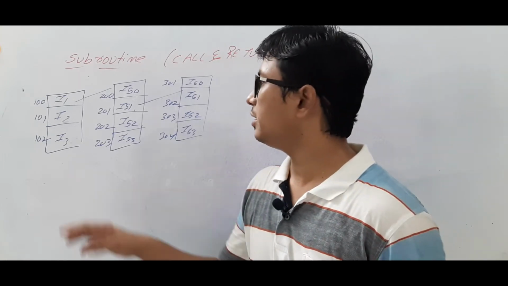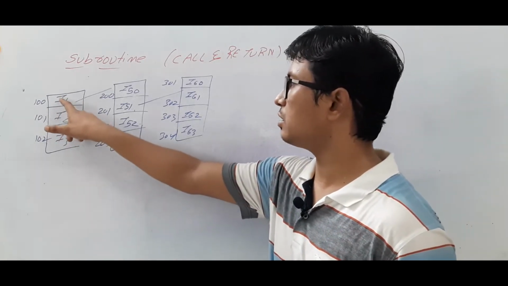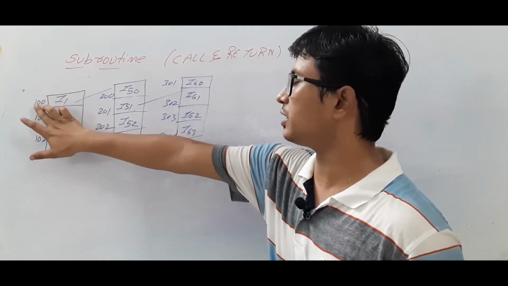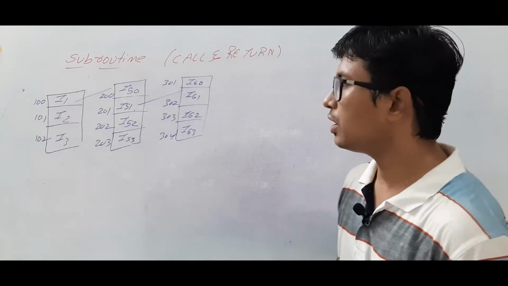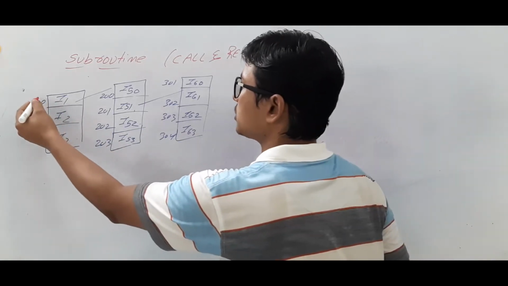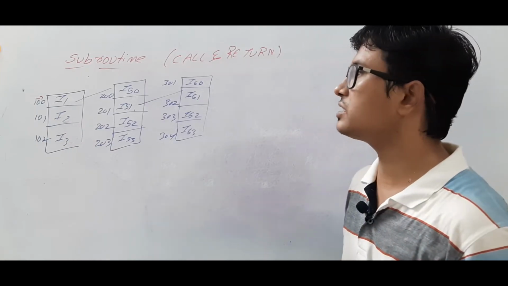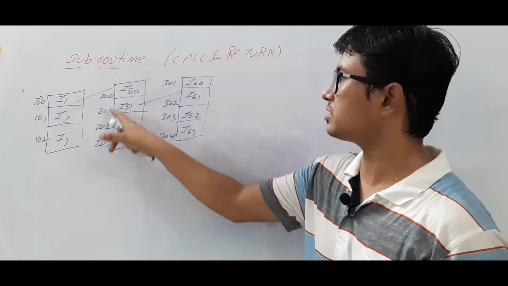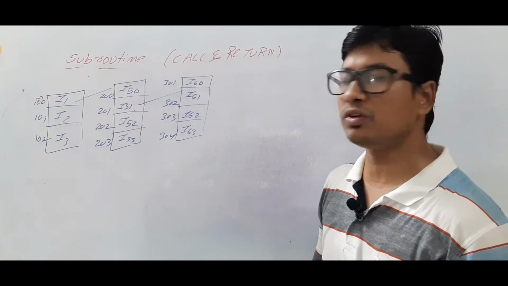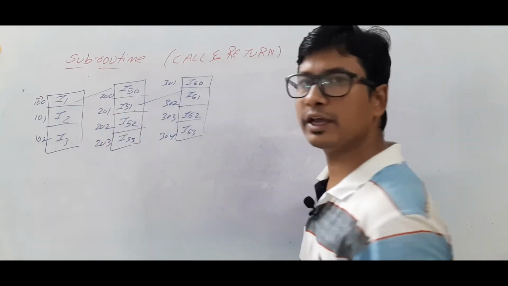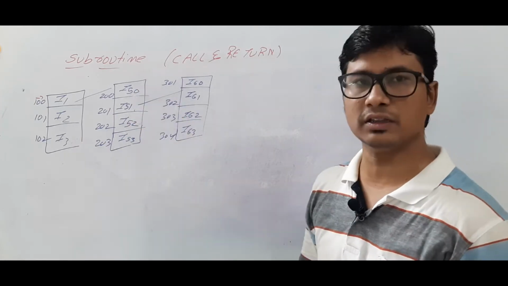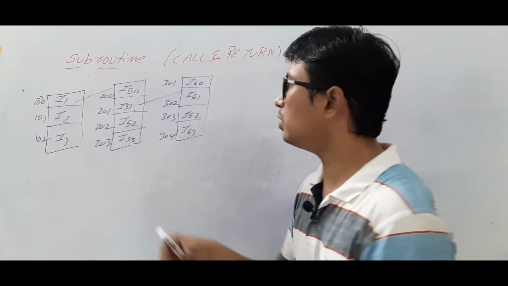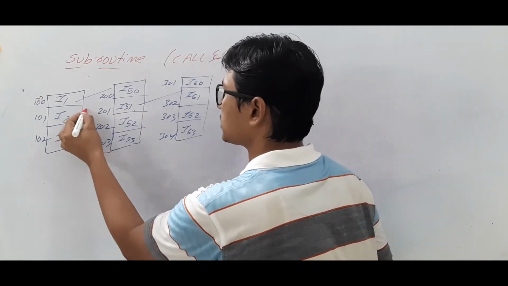Now, if you see, I have instruction 1, instruction 2, instruction 3. They are in the locations 100, 101, 102. Now let's take that I am executing instruction 1, and instruction 1 is a call instruction. What is it calling? It is calling the subroutine which is there in the 200 location. Then what will happen? It will go and execute the instructions which are there in 200, 201, 202 and 203. Then only it will come back to the next instruction I2.